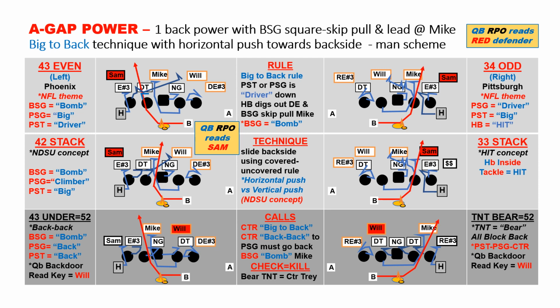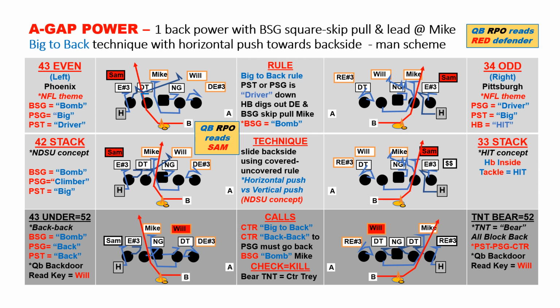Again, the backside guard uses his bomb call where he's going to skip pull to the Mike backer, and the backside tackle now will slide inside and hinge on the backside defensive end. Quarterback reads the Sam backer now. You can see in the bottom right, again, the bear is the exception.